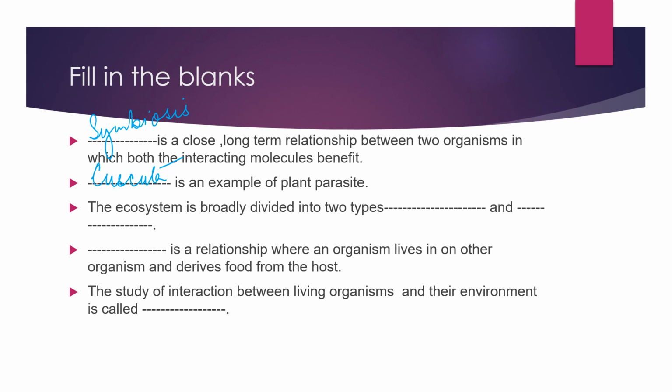Now the ecosystem is broadly divided into two types. So what are the two main types of ecosystem? One, we can say a natural ecosystem, and the second one is the artificial ecosystem. So two types of ecosystem which are broadly divided: natural and artificial.